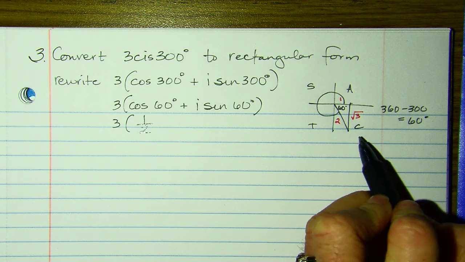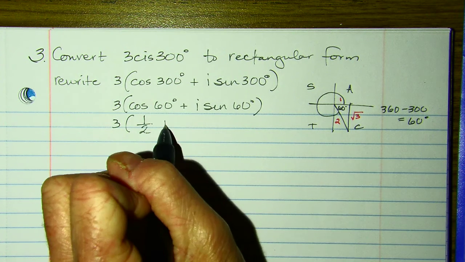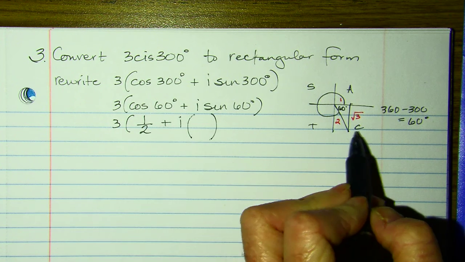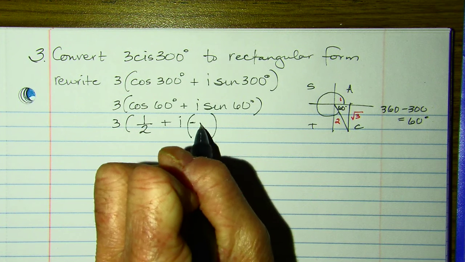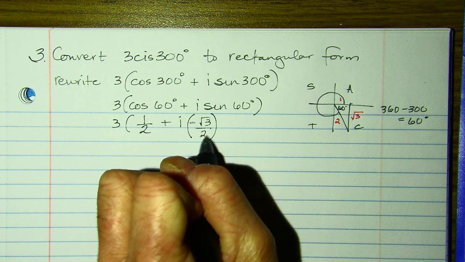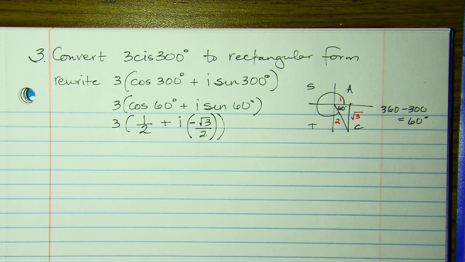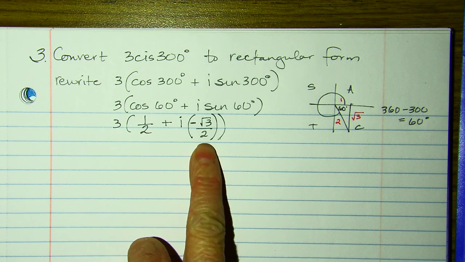So the cosine of 60 is adjacent over hypotenuse, so 1 over 2, and it is positive in quadrant 4. Cosine is positive. Plus i times the sine of 60. Now, sine is negative here, and it would be opposite over hypotenuse, so it would be negative root 3 over 2. So that is what I have. Here's the cosine value. Here is the sine value.